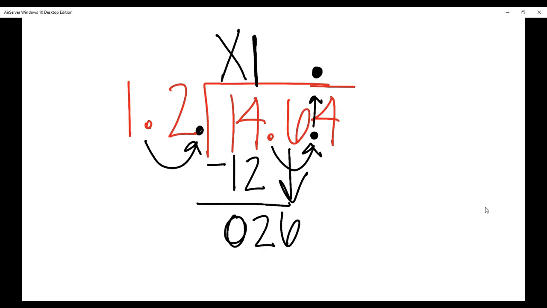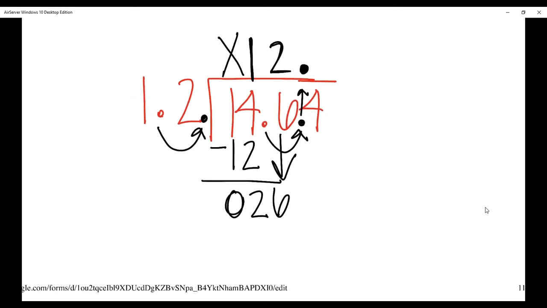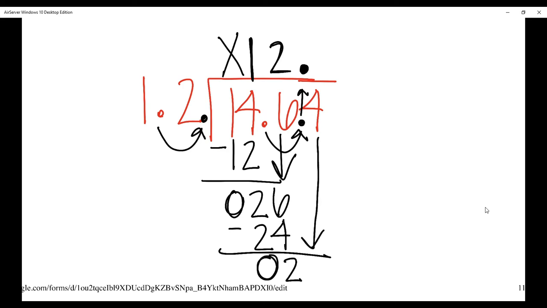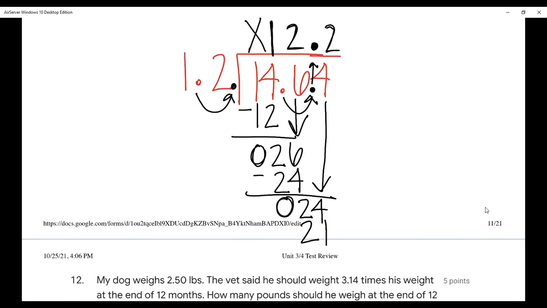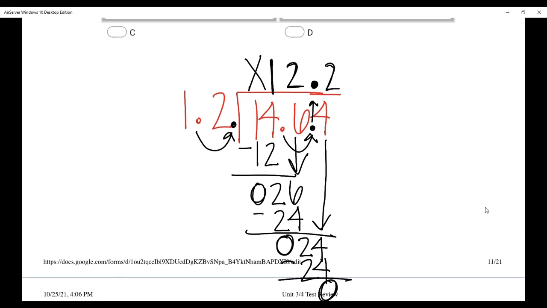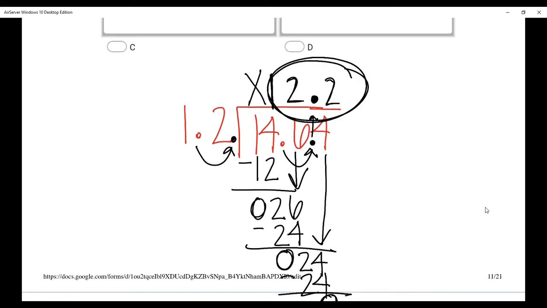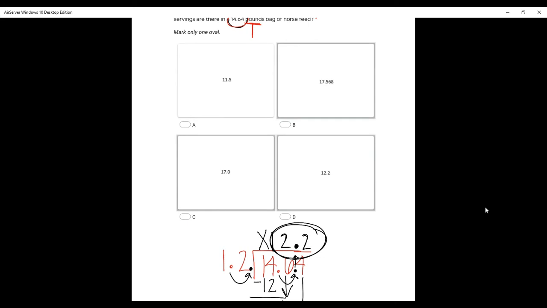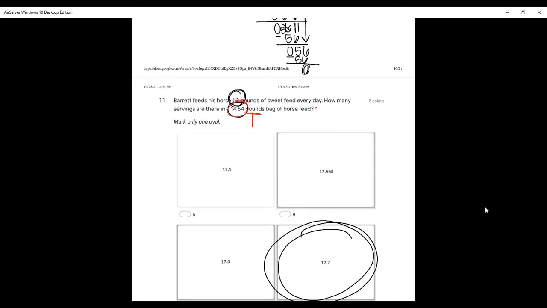Okay, 12 can go into 26 2 times. 12 times 2 is 24. 6 minus 4 is 2. 2 minus 2 is 0. Then I bring down the 4. 12 goes into 24 2 times. So 24 minus 24 is 0. So my answer should be 12.2. So there's 12.2 servings, or 12 and 2/10, which is answer choice D.